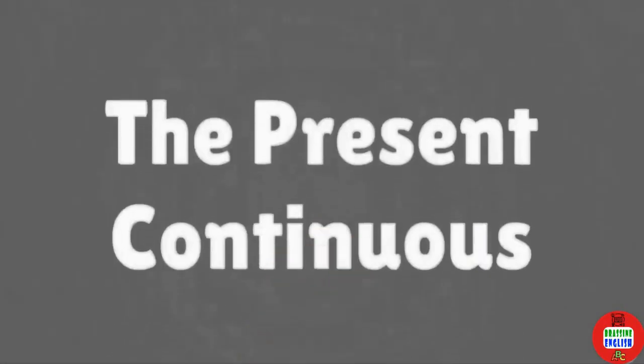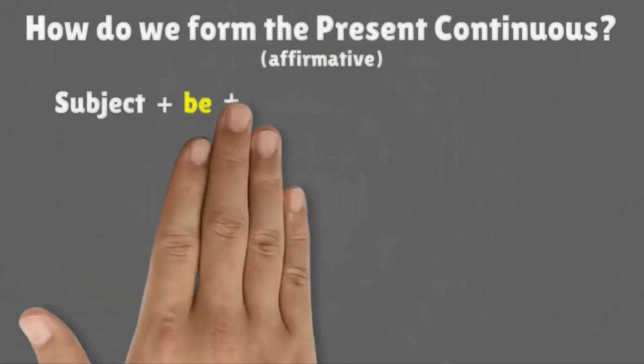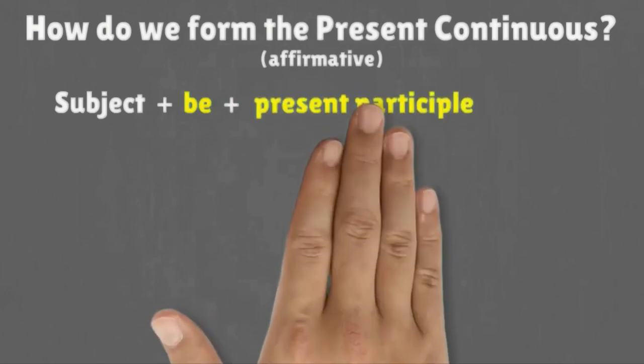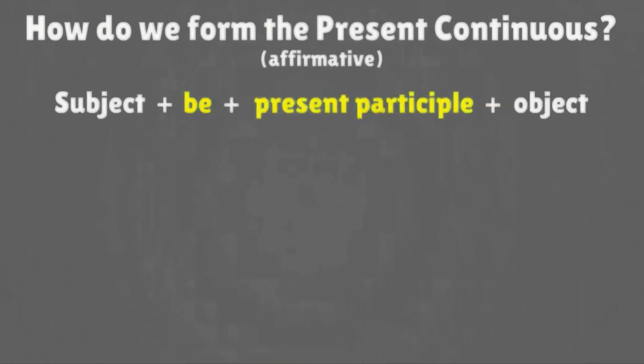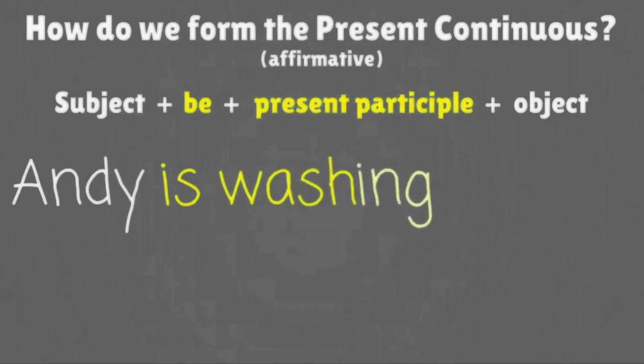The present continuous. How do we form the present continuous? Affirmative. Subject plus be plus present participle plus object. Andy is washing the car.